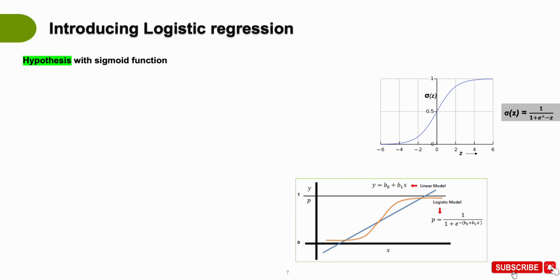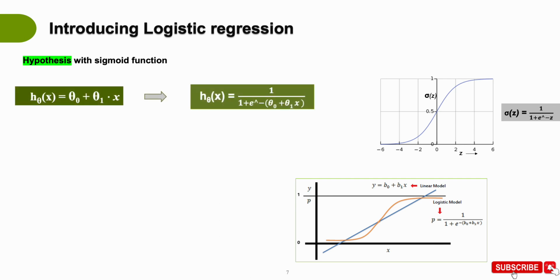So with this, let's introduce logistic regression. Our hypothesis with the sigmoid function looks like this. We have essentially passed this part to the sigmoid function, where the z value equals theta naught plus theta 1x, right? This is called logistic regression because the sigmoid function is also called the logistic function, hence the name logistic regression.